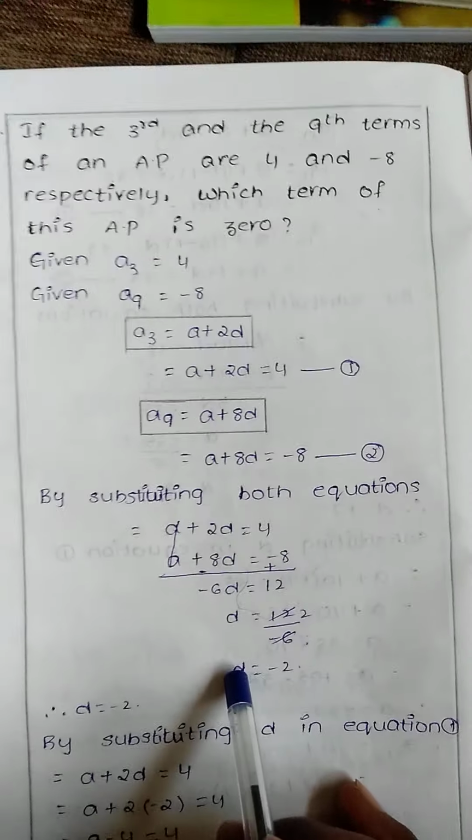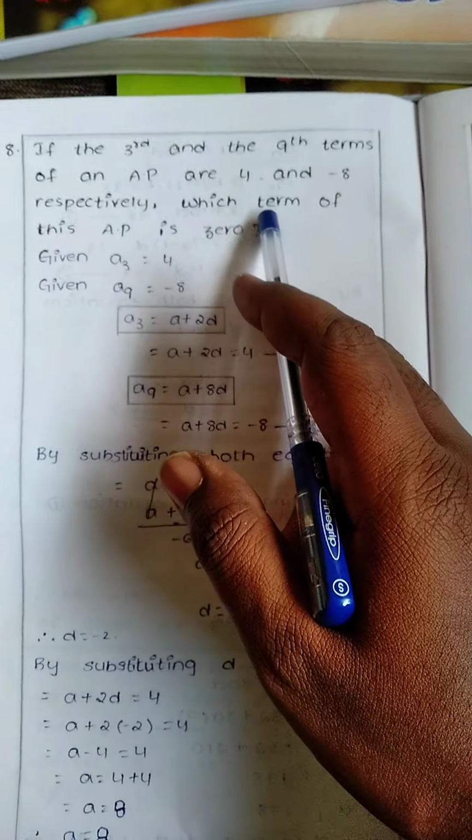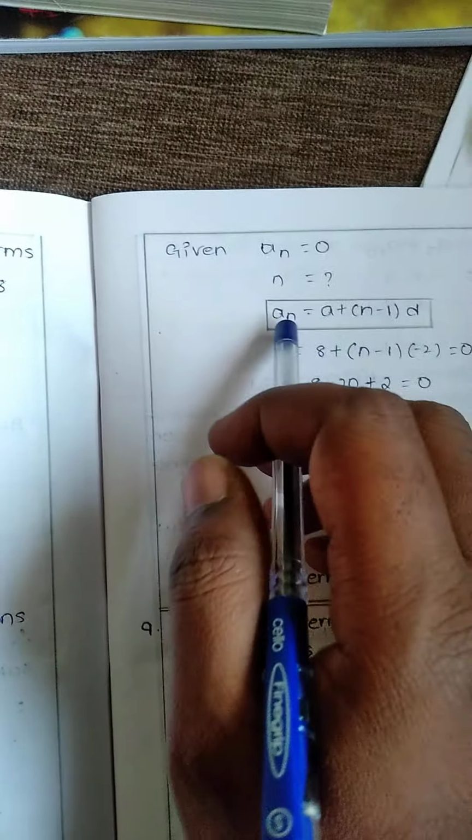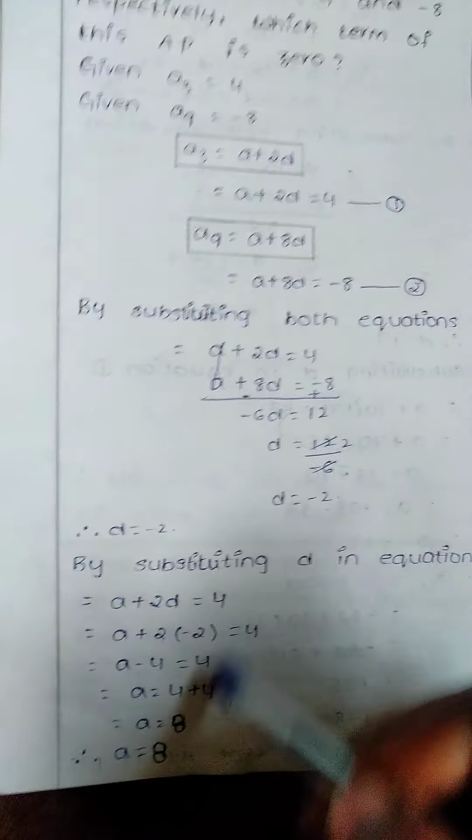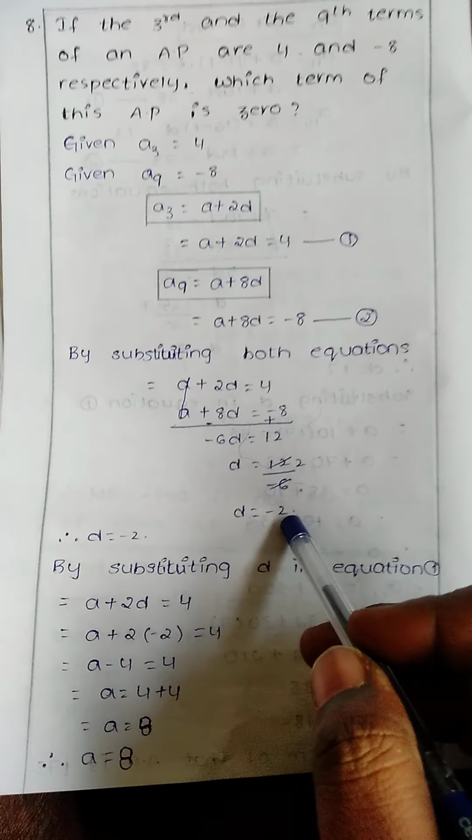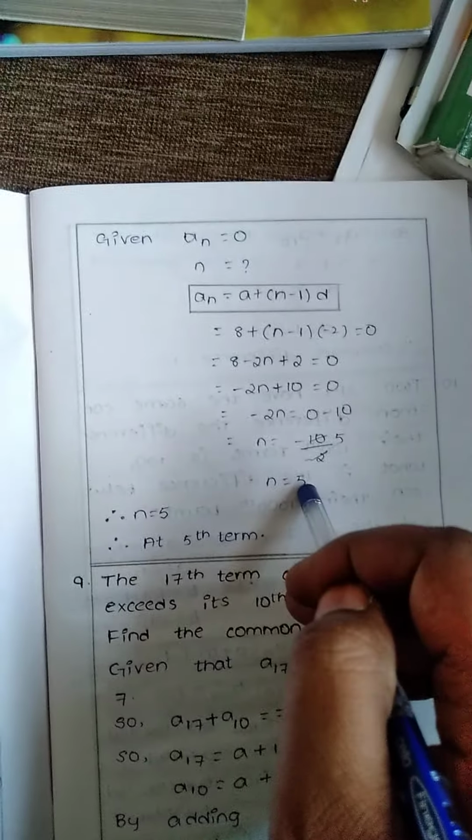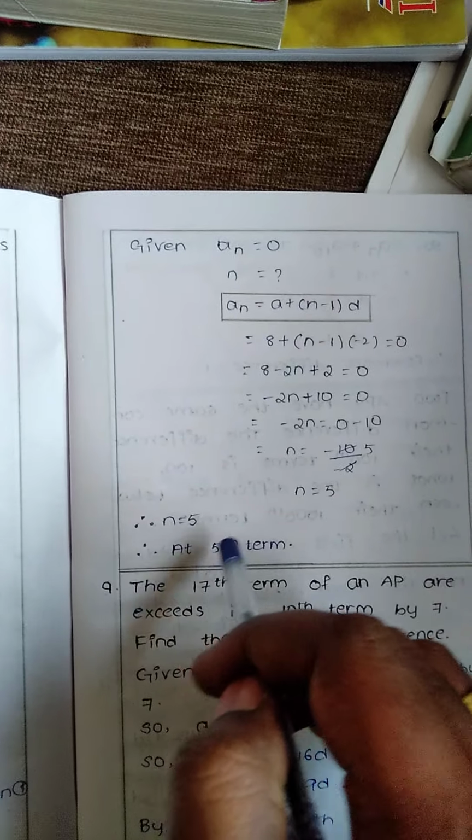After getting the A and D values, substitute them, taking An is equal to 0. An means A plus n minus 1 into D. Here we got the value of A as 8 and D as minus 2. Substituting the A value and D value here, we got the n value as 5. So the fifth term in the given progression is 0. Okay, next.